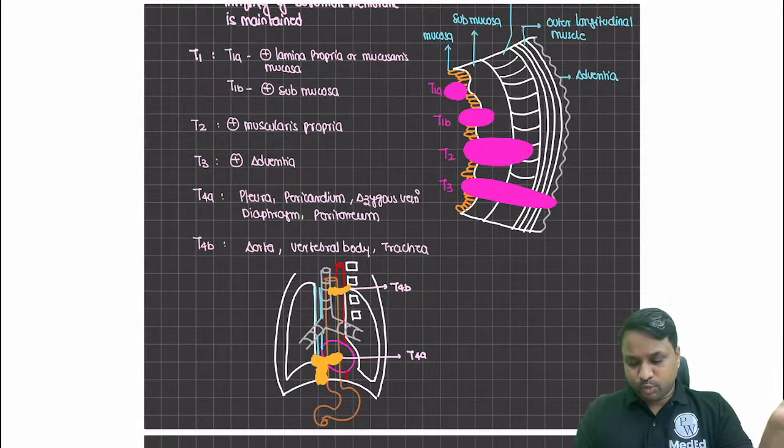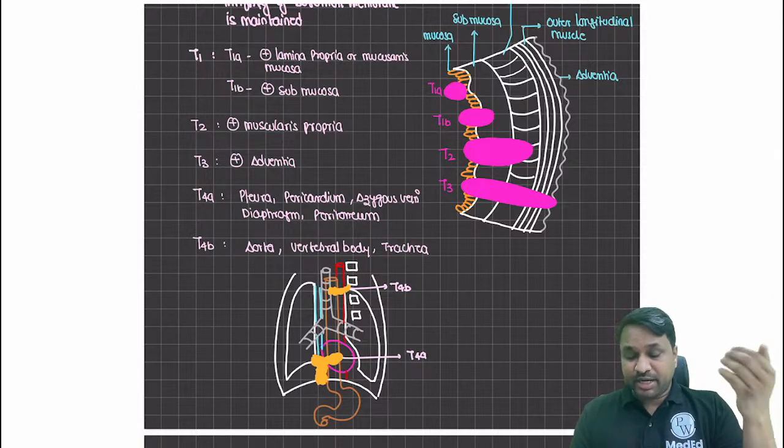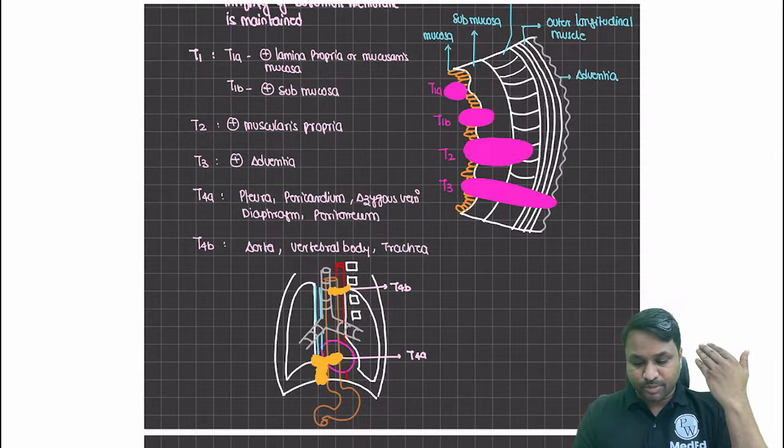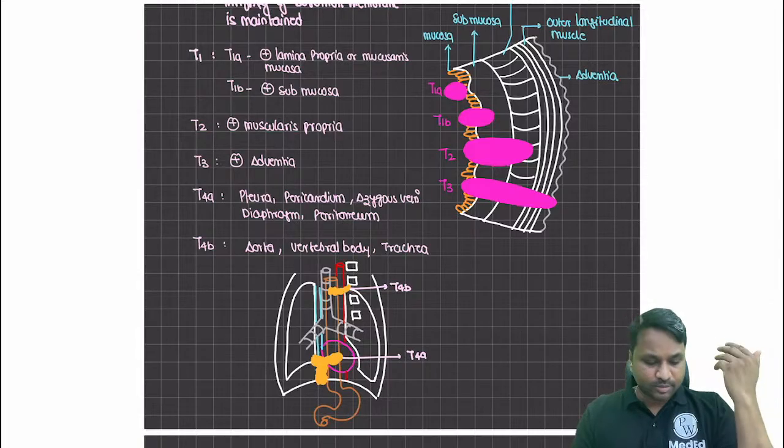It will involve the pleura. It will involve the azygous vein, diaphragm, as well as peritoneum. Whereas in T4B, it is going to involve a cross section. That is going to be trachea, aorta, and the vertebral body. Clear?